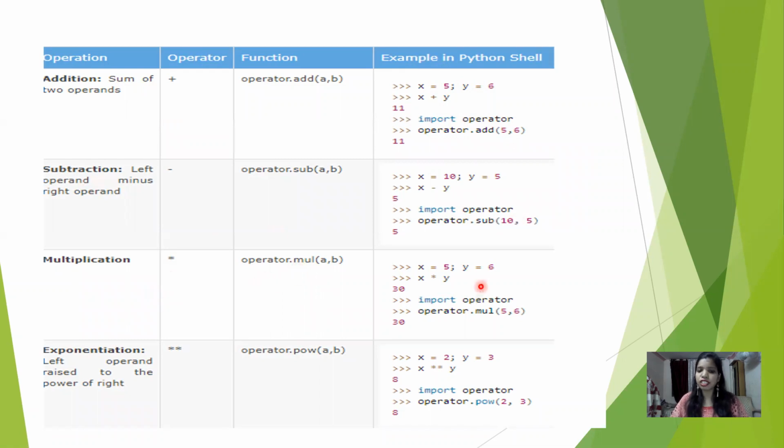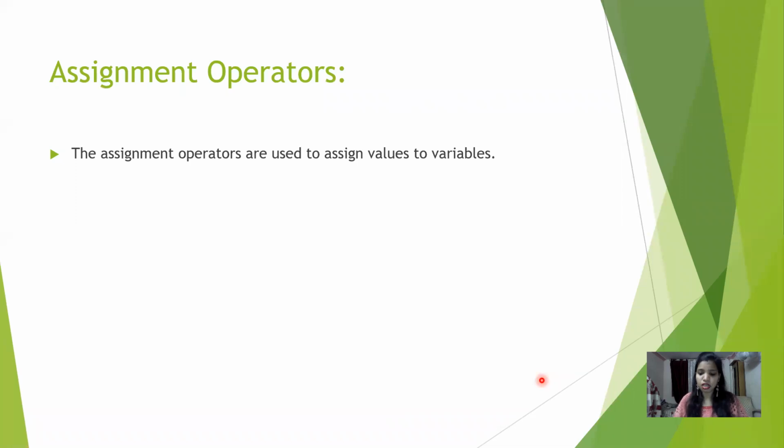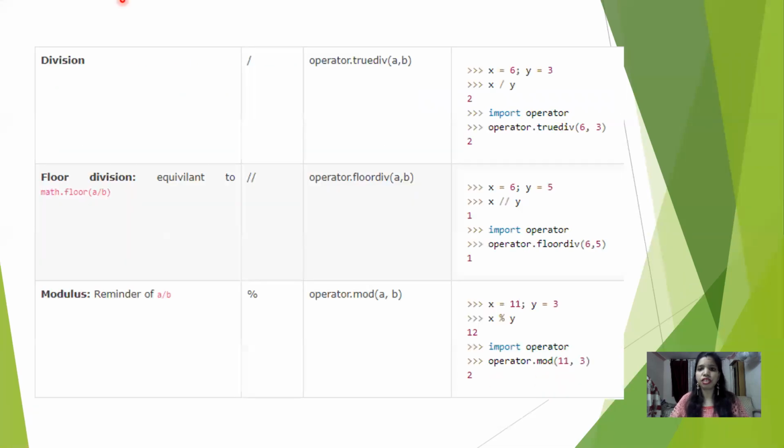For multiplication, either use the star sign, or you can use operator.mul. For power, either you can use double star, or you can use operator.pow. For division, you use slash, or you can use operator.truediv. For integer results only, you can use double slash, or operator.floordiv. For modulus, either you use the modulus sign, or you can use operator.mod. That is for the remainder. So now we will perform these in the Python window.